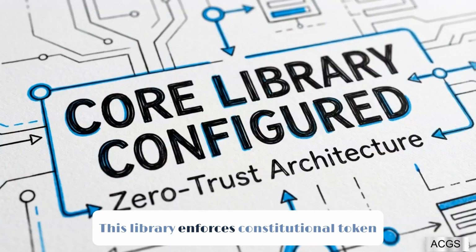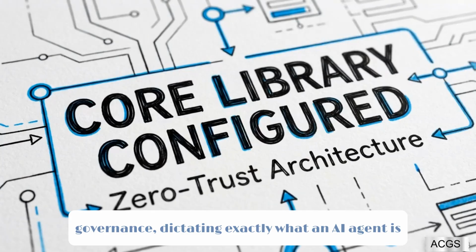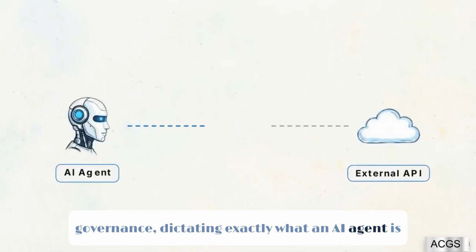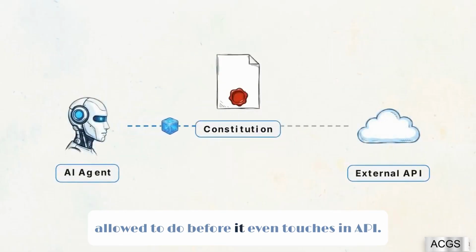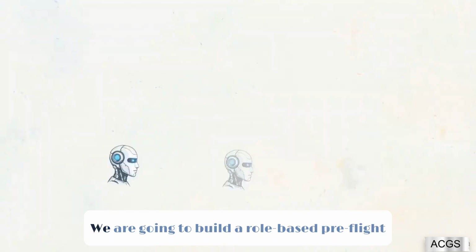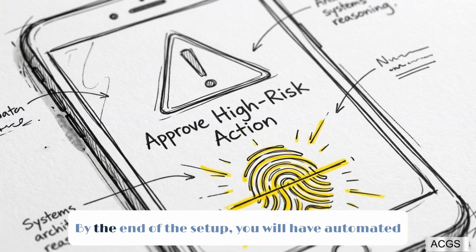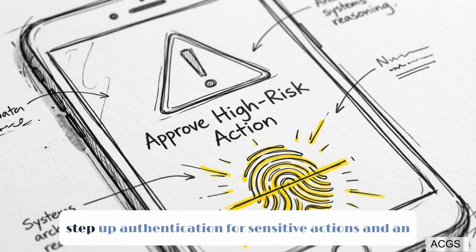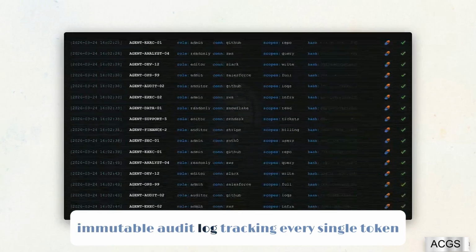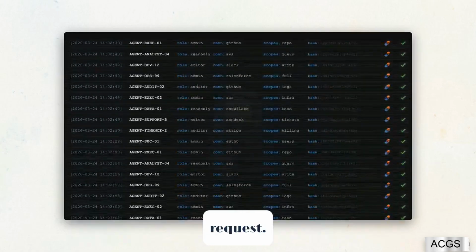To solve this, we use Auth0. This library enforces constitutional token governance, dictating exactly what an AI agent is allowed to do before it even touches an API. We are going to build a role-based, pre-flight validated system. By the end of this setup, you will have automated step-up authentication for sensitive actions and an immutable audit log tracking every single token request.